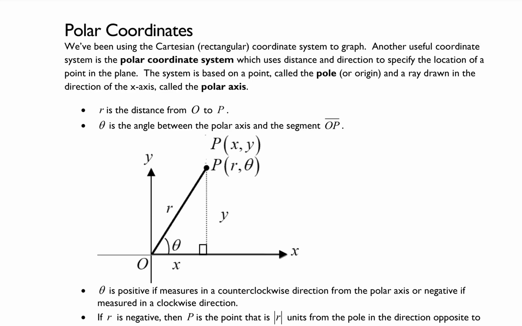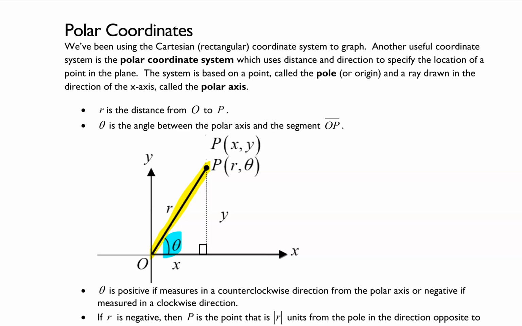Let's take a look down below. R represents the distance from point O to point P. So R is this distance here, and theta is the angle between the polar axis and the line segment OP. So here theta represents this angle here.